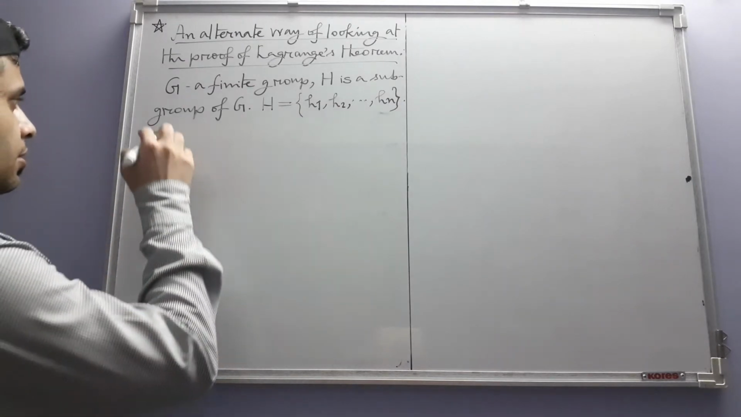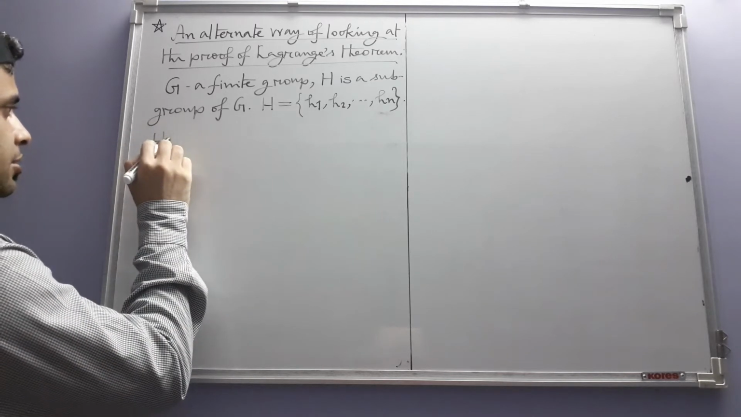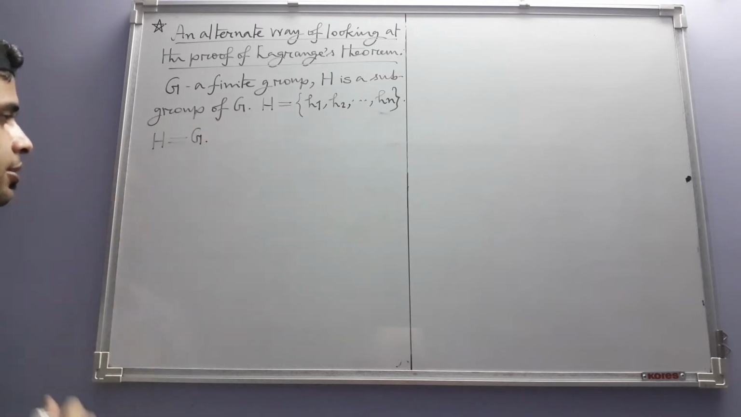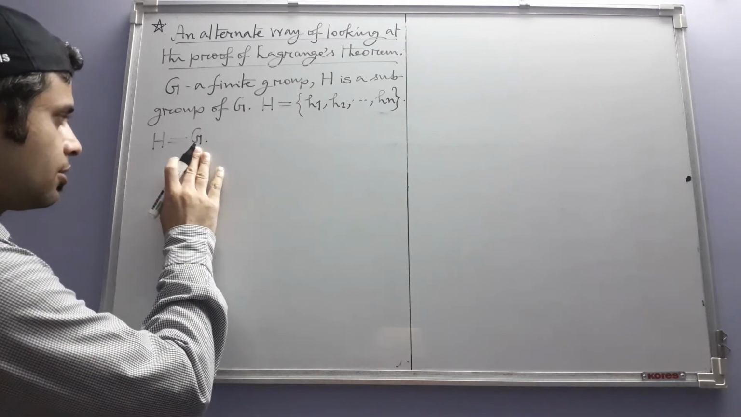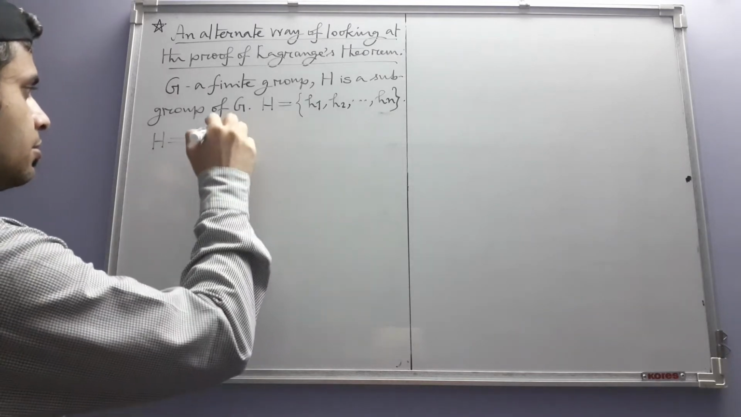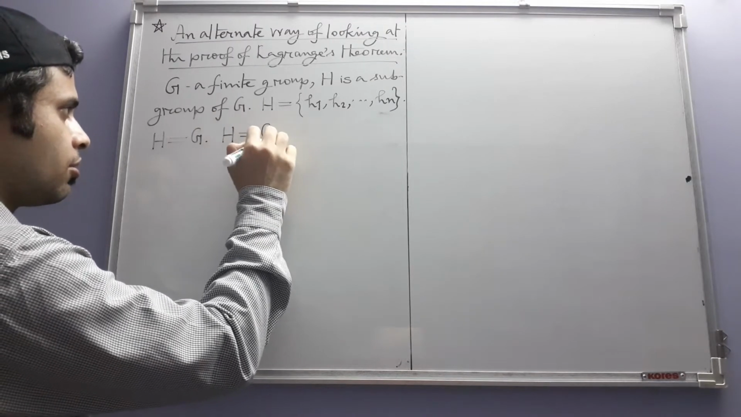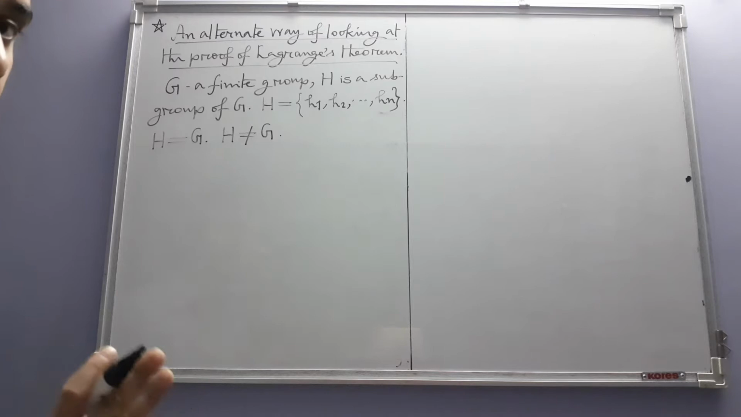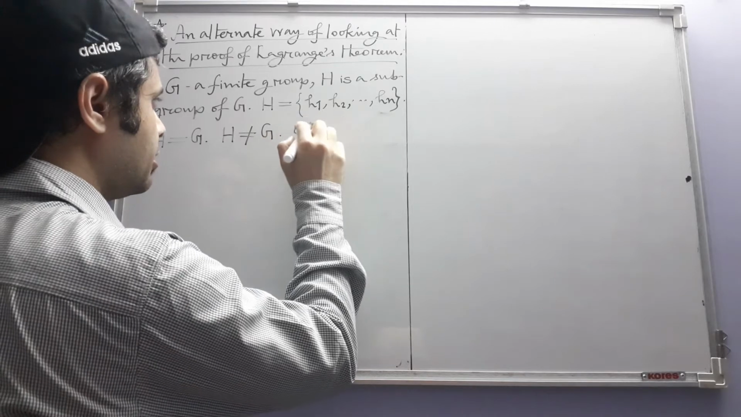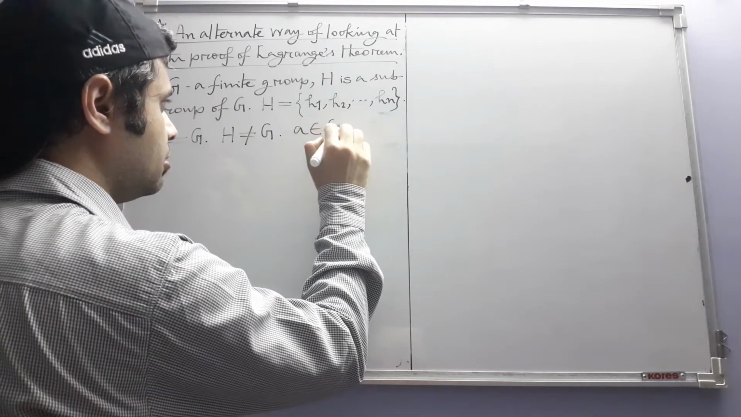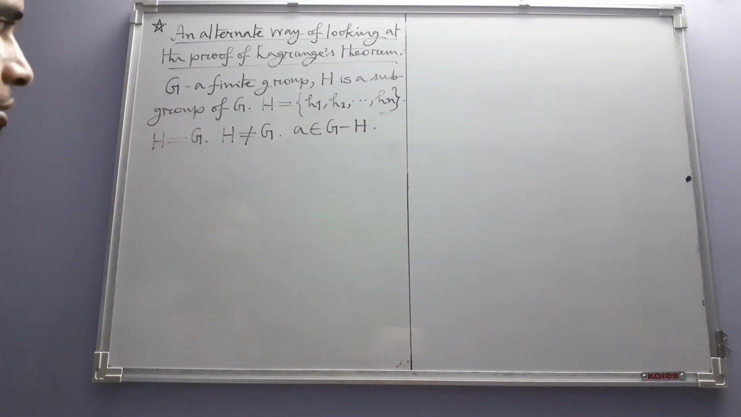Okay. Now watch this. If it happens that H is equal to G, then of course there is nothing to see. The order of H divides the order of G because they are the same. So that means we have to look at the case where H is not equal to G. H is a proper subset of G. Then we can choose an element A in G minus H, an element of G which is not in H.